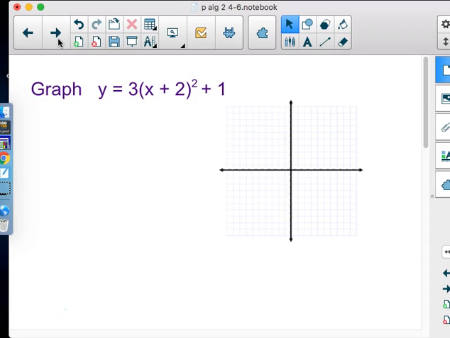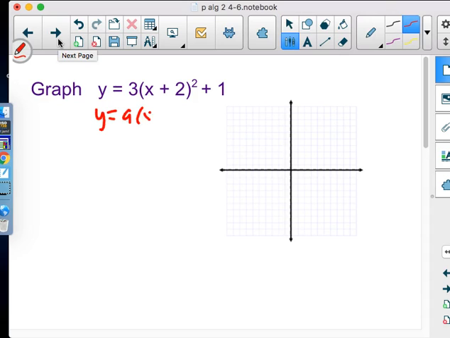Before Thanksgiving, we graphed these. You did a really good job of graphing these before Thanksgiving. Ideas? Find the vertex. Ooh, that'll be good with this one because this is in vertex form. So where is the vertex? What numbers would it be in this one? -2 and 1. All right, so our vertex is at -2, 1.